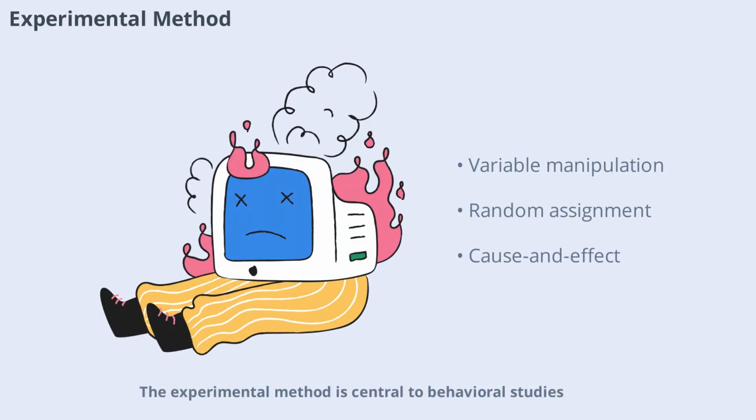The experimental method is central to behavioral studies, allowing researchers to test hypotheses by manipulating variables and observing the effects. Experiments are typically conducted in controlled environments to minimize outside influences. Participants are randomly assigned to different groups, such as experimental and control groups, to ensure fairness. This method is powerful for establishing cause and effect relationships, but ethical considerations and artificial settings can be limitations.